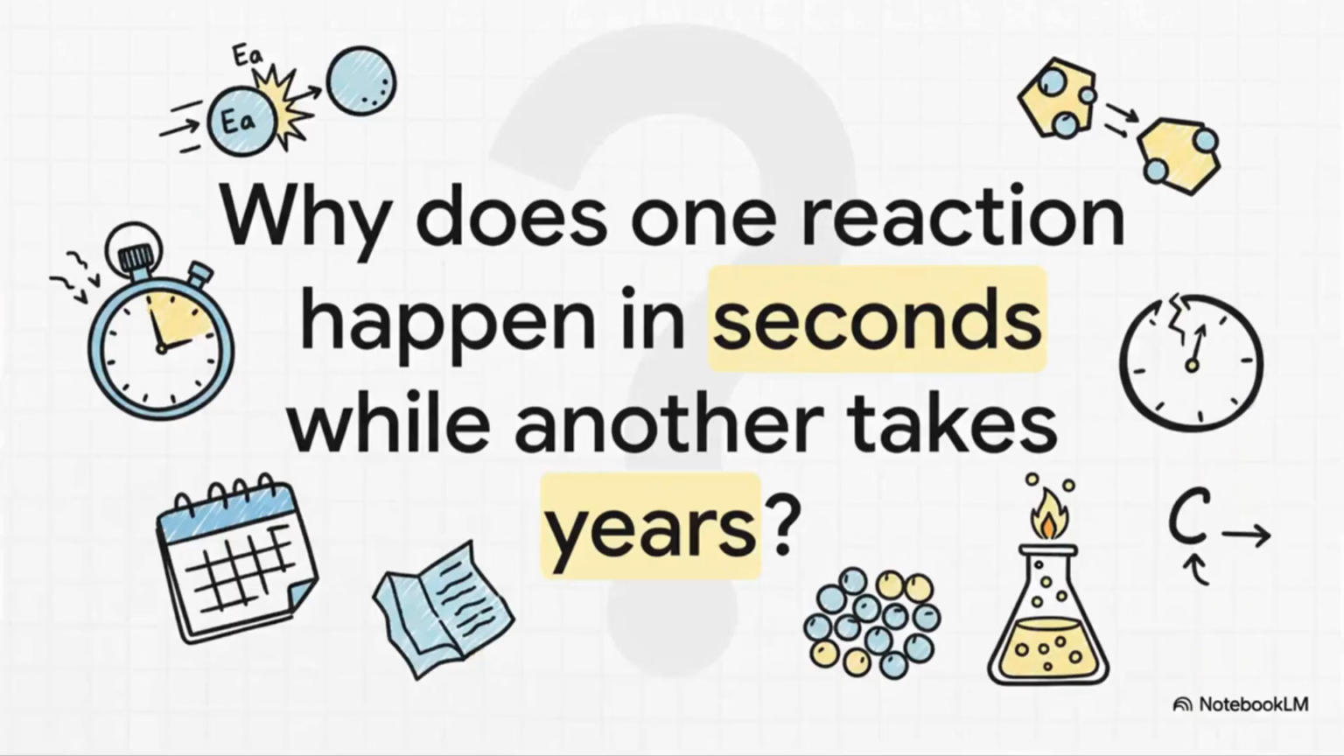So yeah, you see magnesium burning in this brilliant, blinding flash. And then you have iron, which takes years to rust away. The huge difference between these two is exactly what we're talking about. Chemists call this the rate of reaction. It's basically a measure of how fast your starting ingredients, the reactants, get turned into your final stuff, the products.